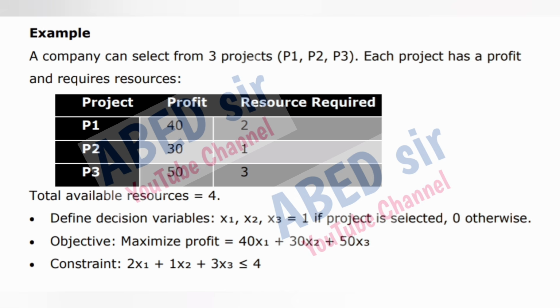Example. A company can select from 3 projects, P1, P2, P3. Each project has a profit and requires resources. Project, profit, resource required. P1 40, 2. P2 30, 1. P3 50, 3. Total available resources is equal to 4. Define decision variables x_i equal to 1 if project is selected, 0 otherwise. Objective: maximize profit equals 40x1 plus 30x2 plus 50x3. Constraint: 2x1 plus 1x2 plus 3x3 less than or equal to 4.